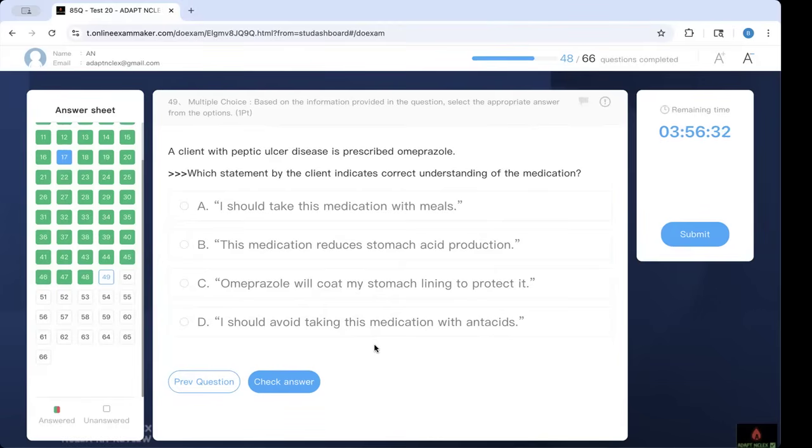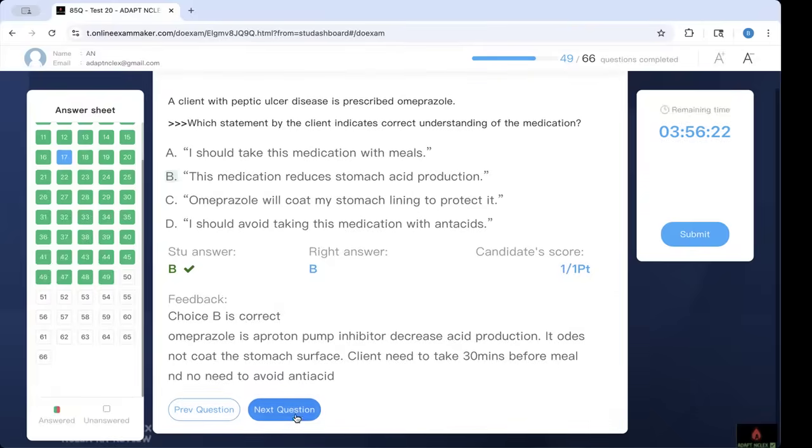It does not coat the stomach lining. It's not sucralfate. You should avoid taking the medication with antacid. You can take it, but not at the same time. Therefore, this is the right answer.